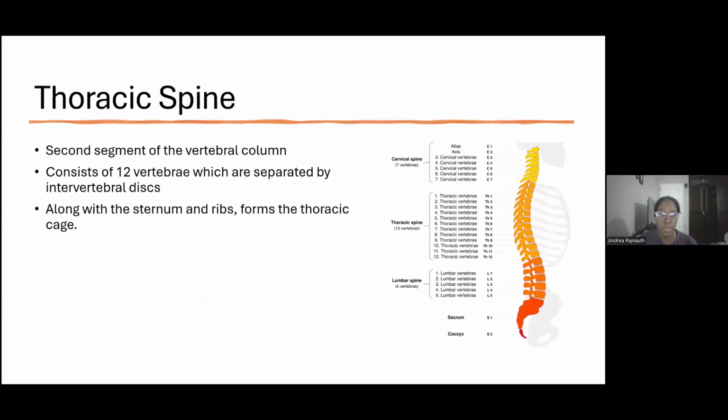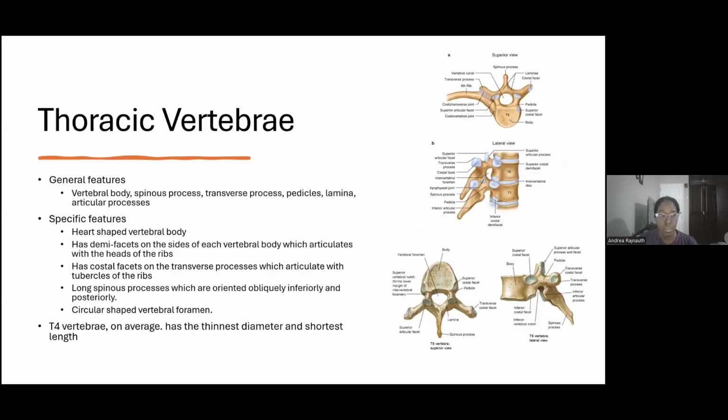The thoracic spine is the second segment of the vertebral column, consists of 12 vertebrae, which are separated by intervertebral discs, and this, along with the sternum and the ribs, forms the thoracic cage. There are some general features of the vertebral column. They consist of a vertebral body, spinous processes, transverse processes, pedicles, lamina, and articular processes.